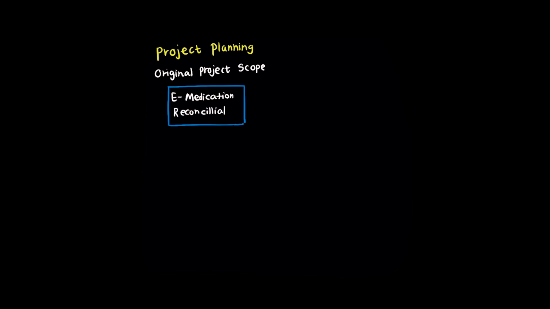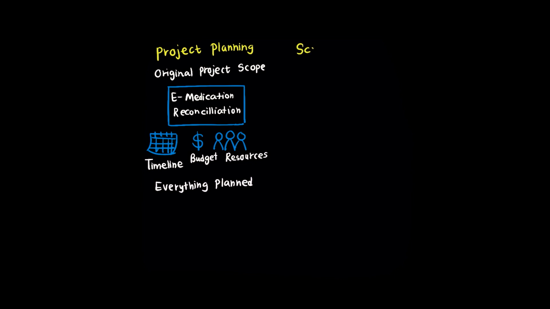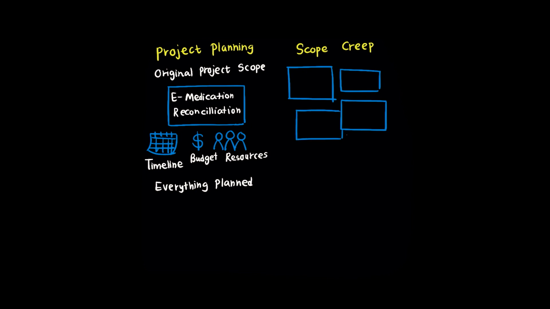Let's break down one of the most common and problematic risks in health IT projects: scope creep. Imagine you've planned a project to implement electronic medication reconciliation. Your scope is clear, timeline is set, budget is allocated, resources are assigned. Then during implementation, someone says we should also add drug interaction checking. Then someone else says we need to integrate with the pharmacy dispensing system. Then another stakeholder wants automated allergy documentation.